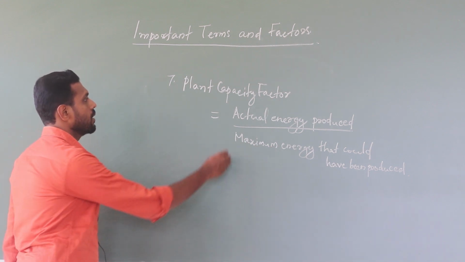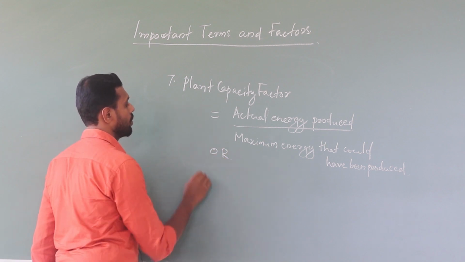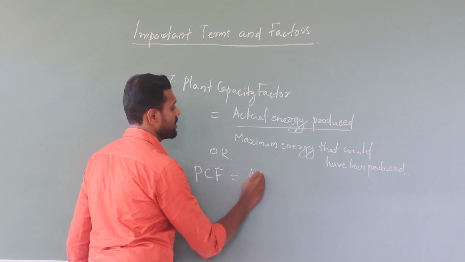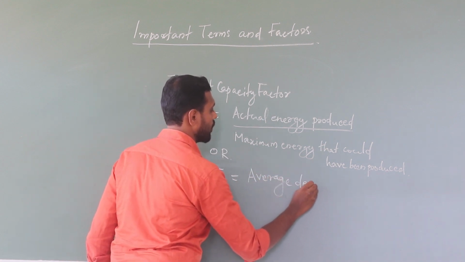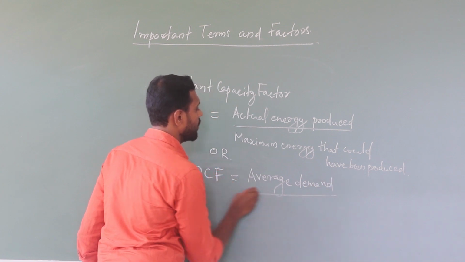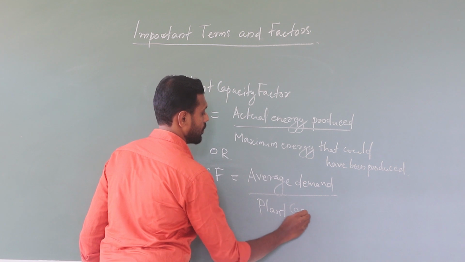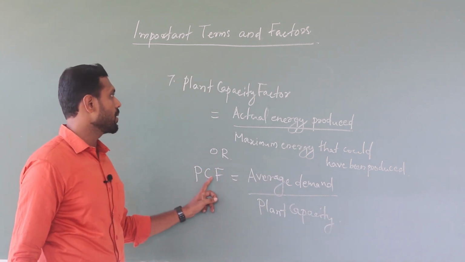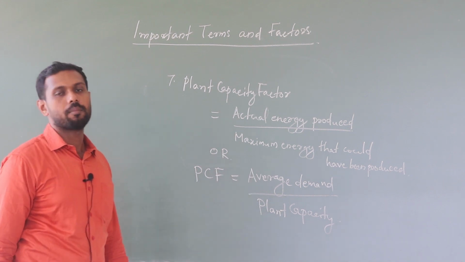And plant capacity factor has another definition. Plant capacity factor equals average demand divided by plant capacity, or capacity of a plant. This is plant capacity factor, PCF, equal to average demand divided by plant capacity.